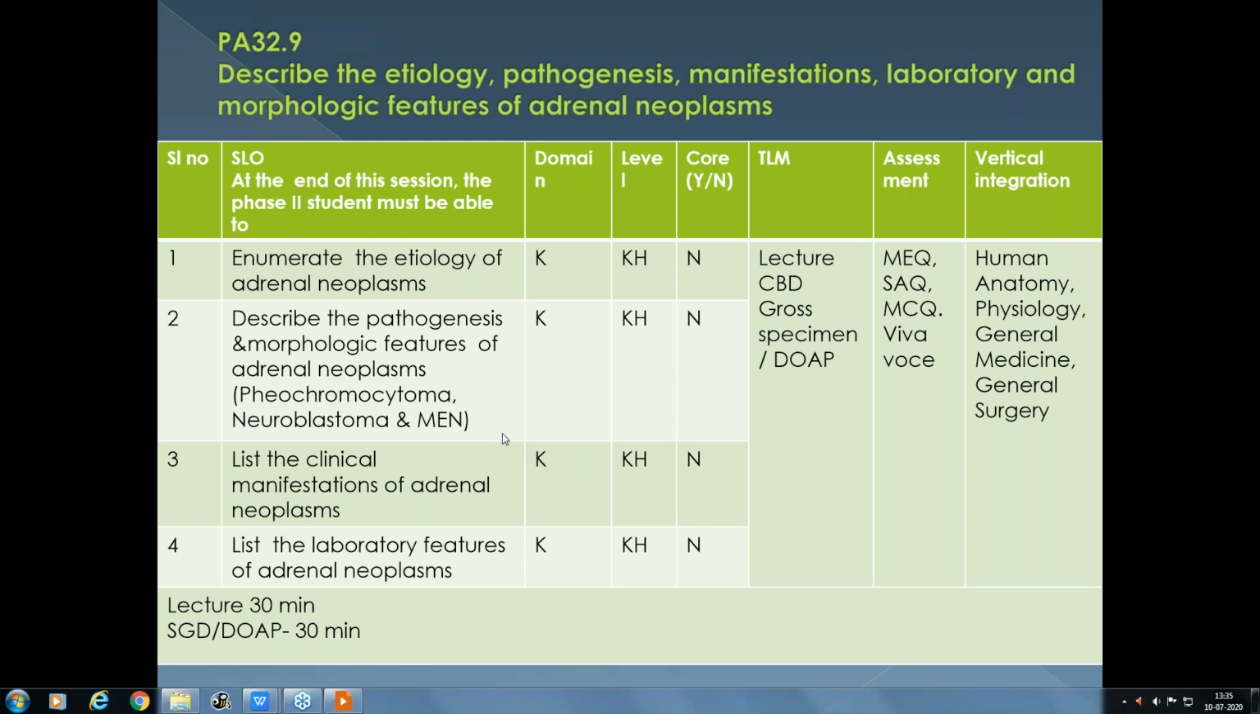Assessment methods would be MEQ, SAQ, MCQ, and viva voce. And vertical integration, if time permits, would be with human anatomy, physiology, general medicine, and general surgery. So 30 minutes of lecture followed by 30 minutes of DOAP session to end this. That's all for the SLOs. Then next we'll be going to summarize how much time we have allotted to all these 9 competencies.